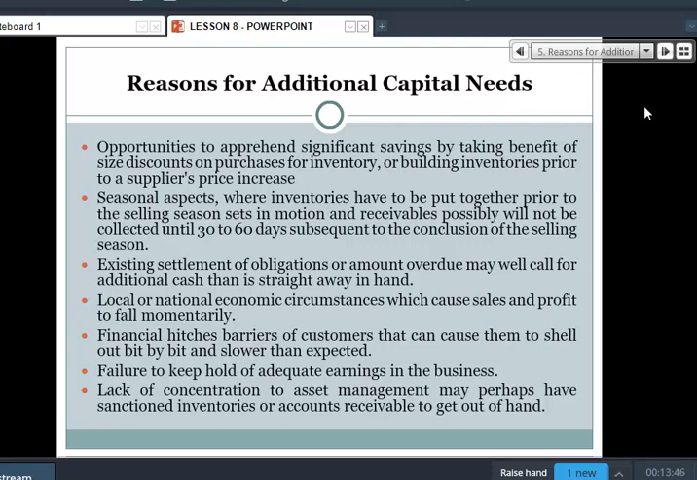Some entrepreneurs fail to keep their money or savings in the business. They also lack the concentration to assess management, or they let accounts receivable get out of hand. Another reason for additional capital needs is sanctions obliged by the government on the company, so that the investors need extra money.